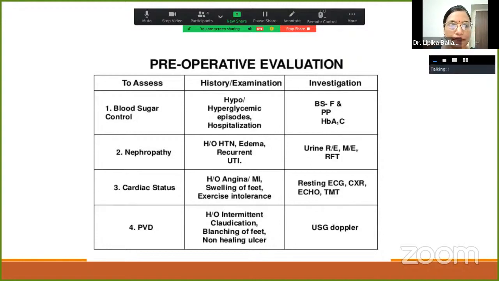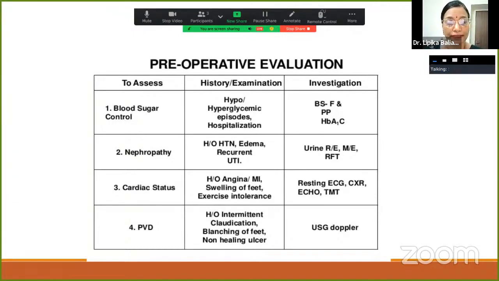Then nephropathy, presence of nephropathy we have to assess. We have to look for hypertension, edema, and take a history of recurrent UTI. And we must look at the result of urine routine and microscopic, and we have to look at the renal function test, like creatinine and 24 hours protein.